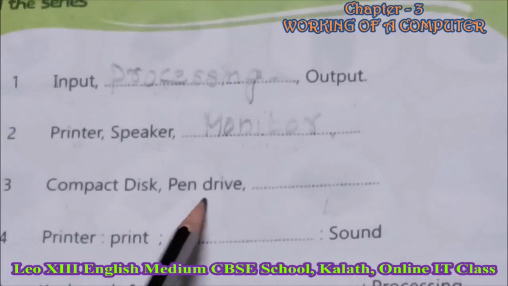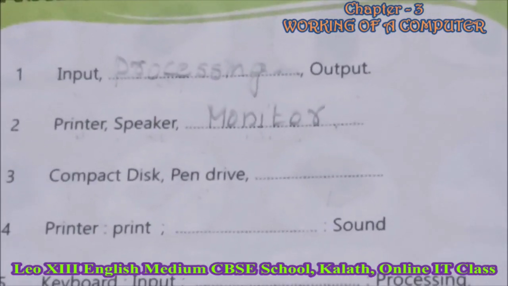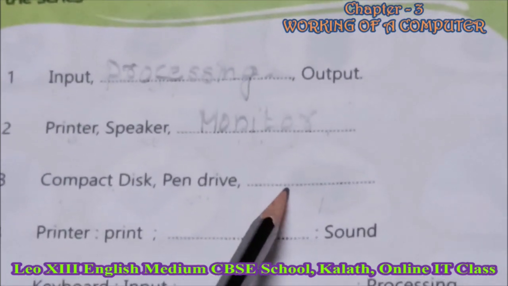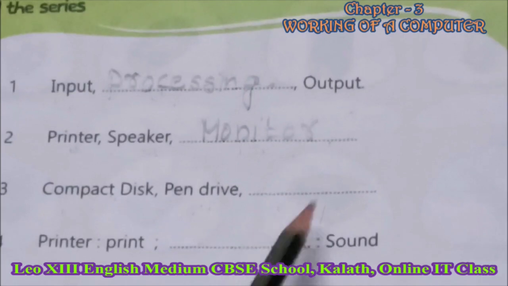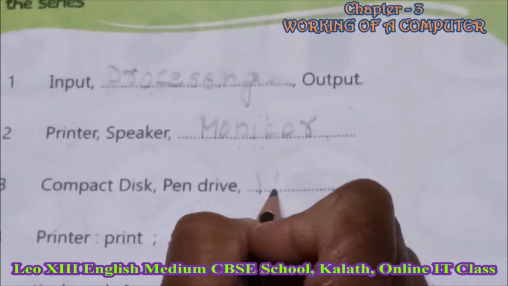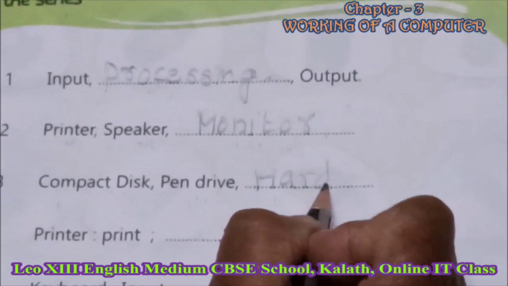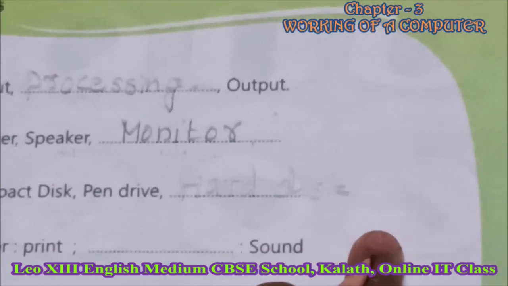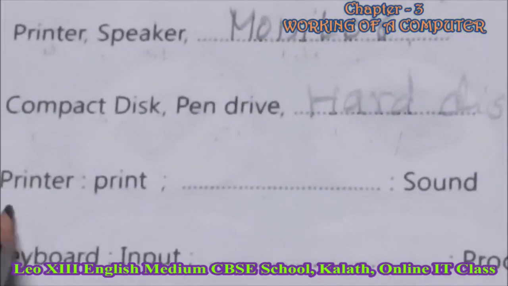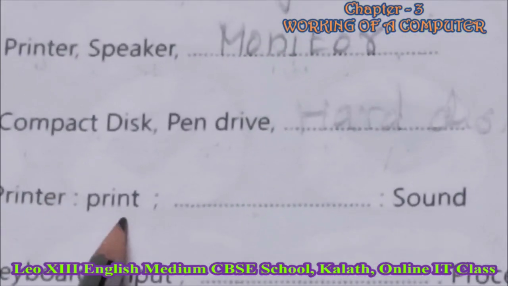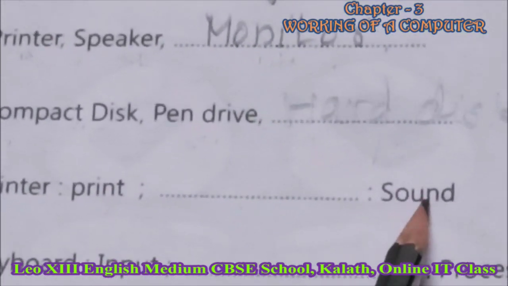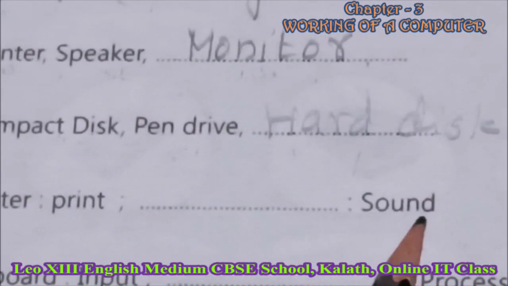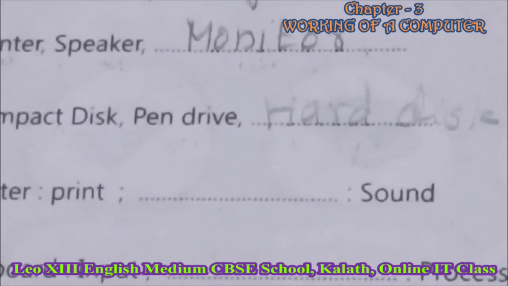The next series about some storage devices. Compact disc, pen drive and yes, we can write here hard disk. HARDDISK. These are storage devices. The fourth question is printer print. Dash sound. Who gives sound? We know that speaker gives sound. So you should write here speaker.